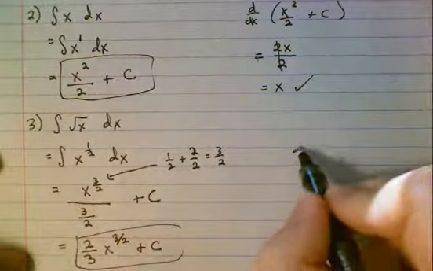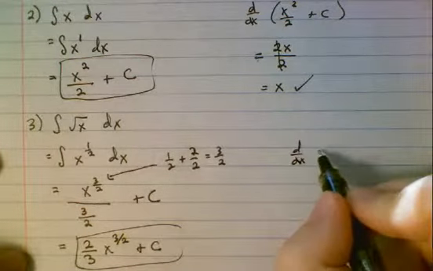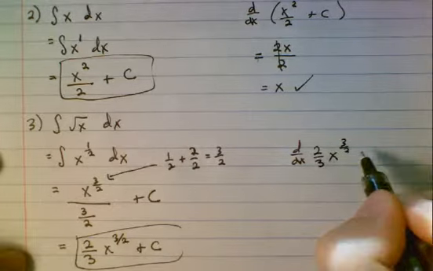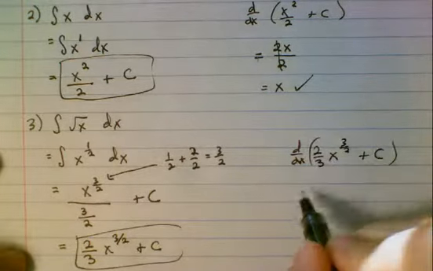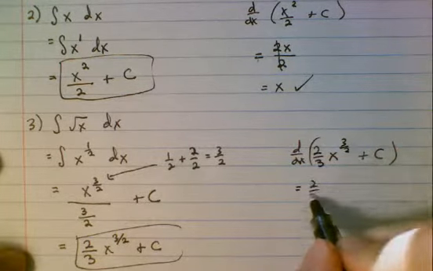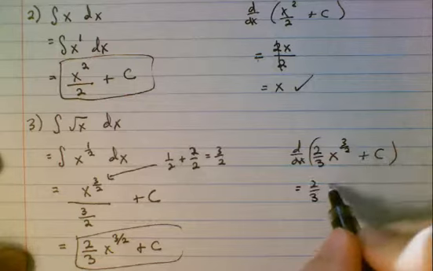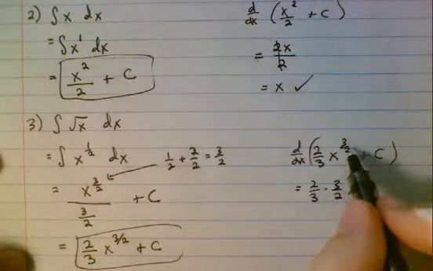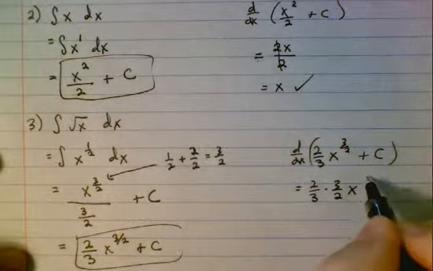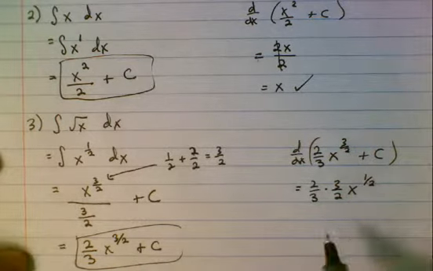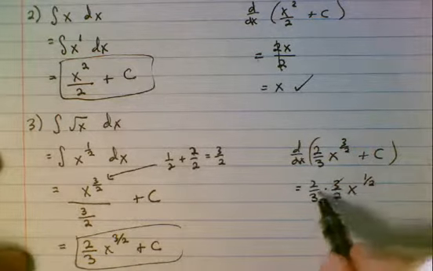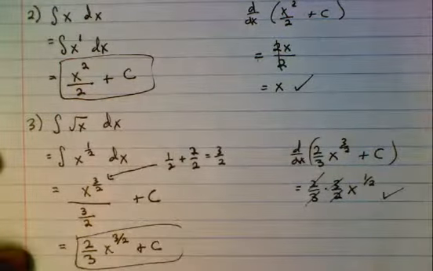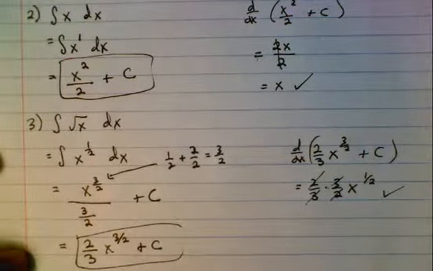To check our work, the derivative of 2/3 x to the 3/2 plus c. We've got the 2/3 along for the ride. We bring down the 3/2, subtract 1 from the exponent, so that's 3/2 minus 2/2 gives us 1/2. Derivative of c is 0, and we end up with exactly what we started with.